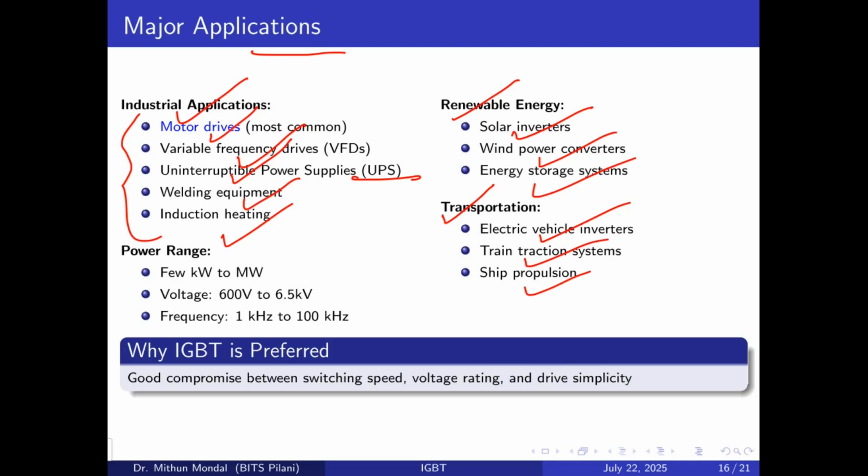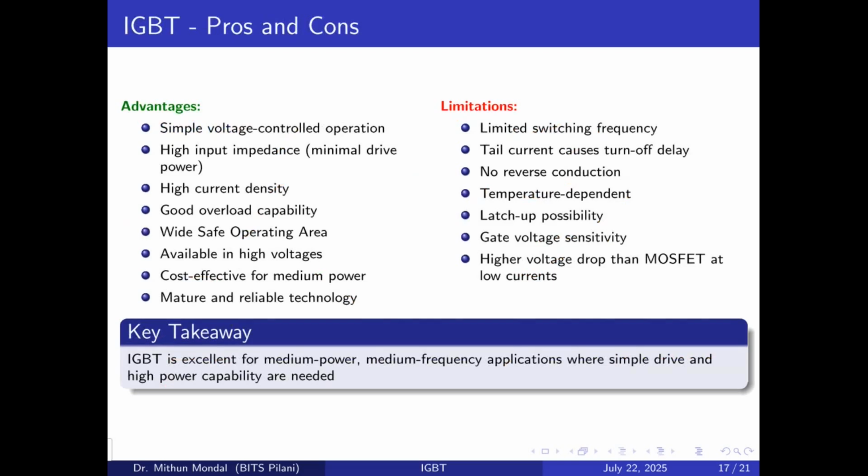So here the power range lies between kilowatt to megawatt. The voltage will be 600 volt to 6.5 kilovolt. So this voltage is very, very high. If you can see, frequency up to 100 kilohertz, we can use it. Now IGBT is preferred because it is a good compromise between the switching speed, voltage rating, and drive simplicity. So these characteristics of IGBT make it preferable in its applications.